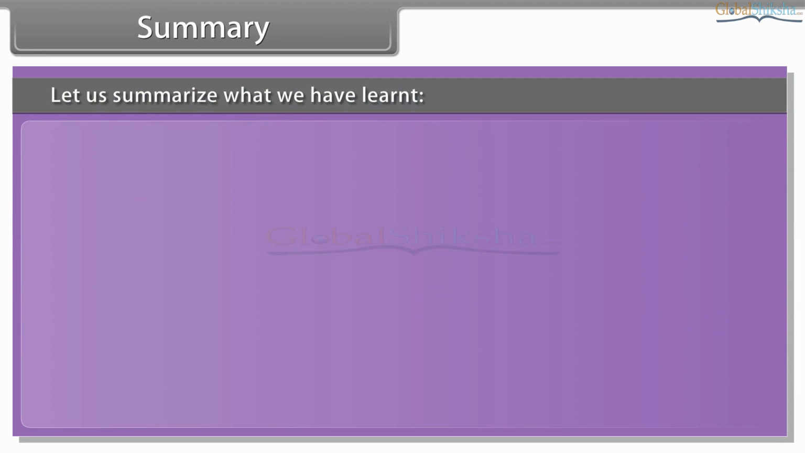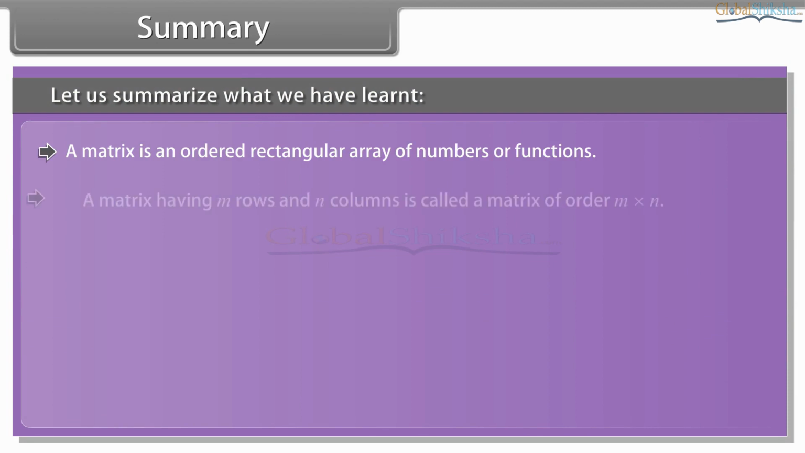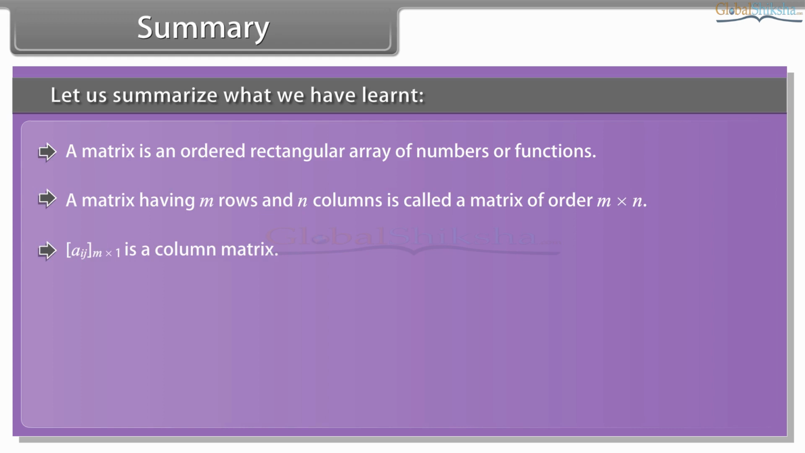Summary. Let us summarize what we have learnt. A matrix is an ordered rectangular array of numbers or functions. A matrix having m rows and n columns is called a matrix of order m by n. A = [a_ij]_{m×1} is a column matrix. A = [a_ij]_{1×n} is a row matrix.